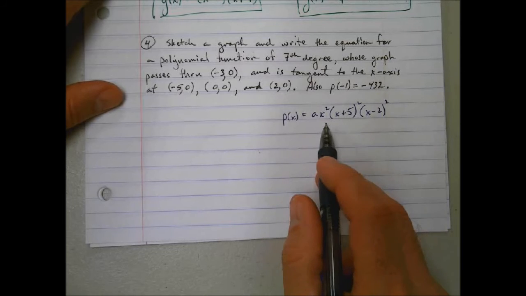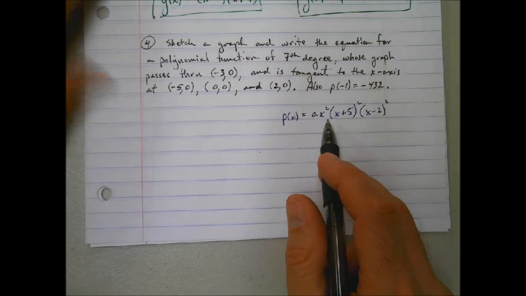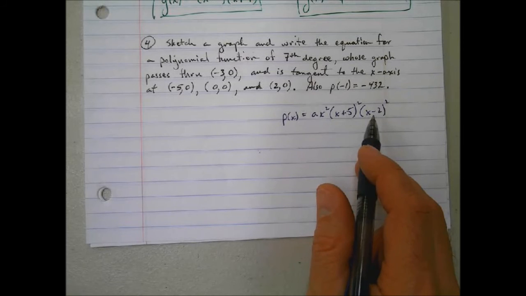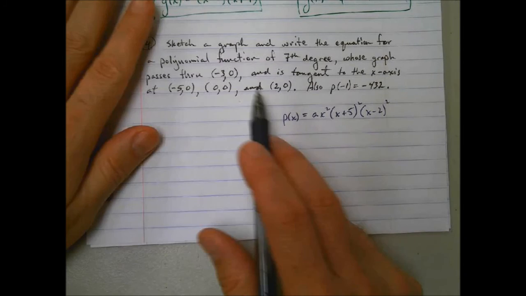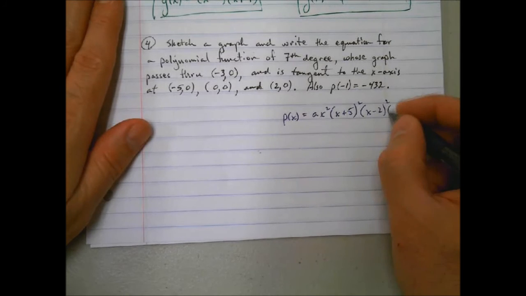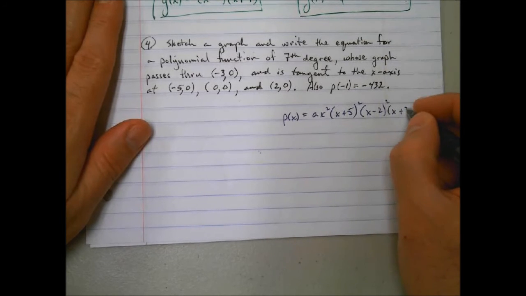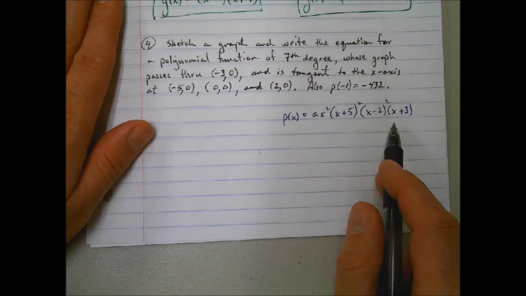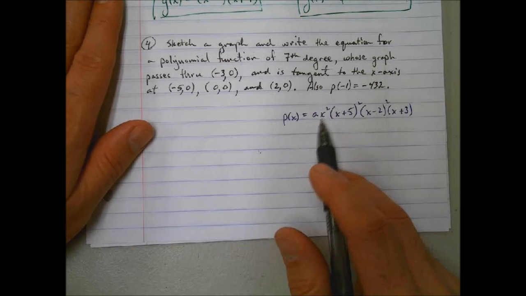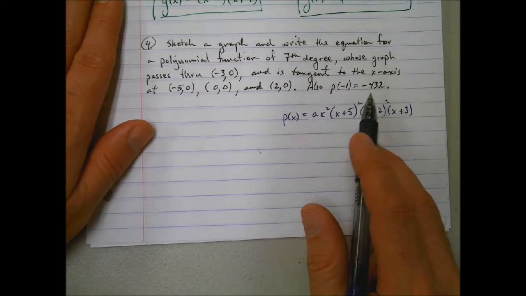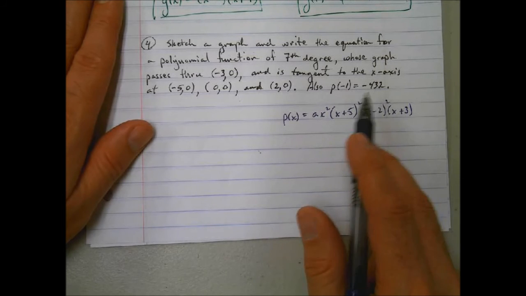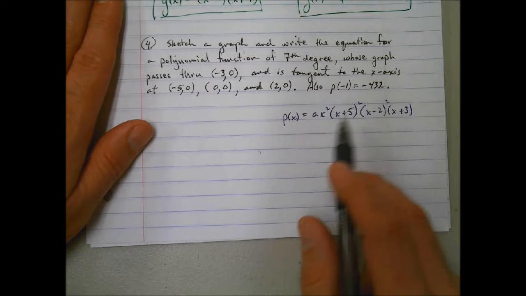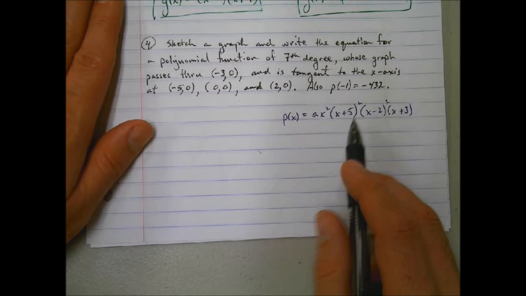So there's all my even multiplicities. They're bouncing at the x-axis at 0, negative 5, and 2. And then it goes through at negative 3. So x minus a negative 3, x plus 3. So there's our basic function. Remember that p of negative 1 equals negative 432. That's the same thing as saying the point negative 1, comma, negative 432 is a point on the graph. So we can plug that in.